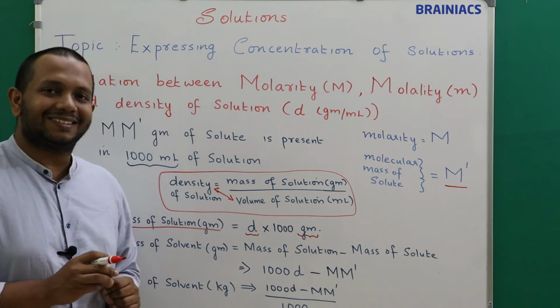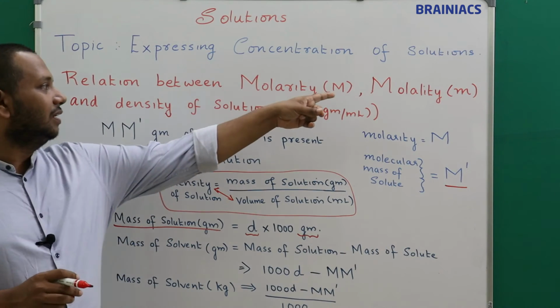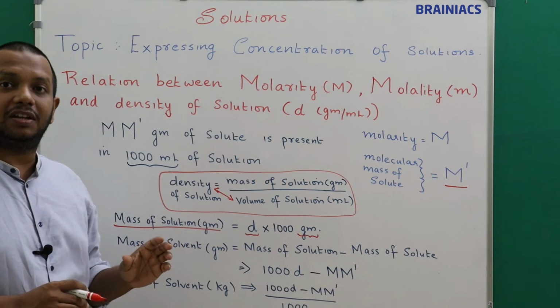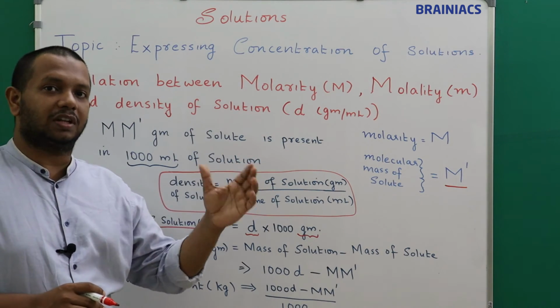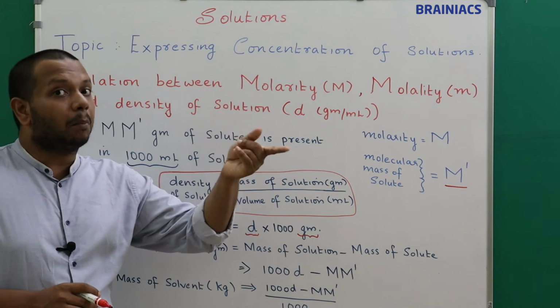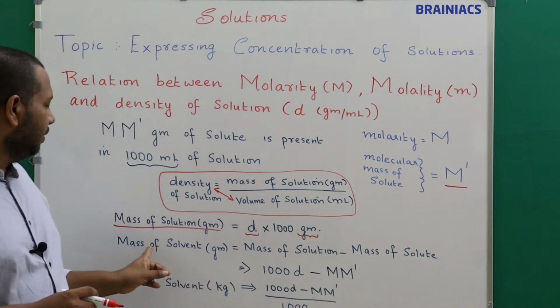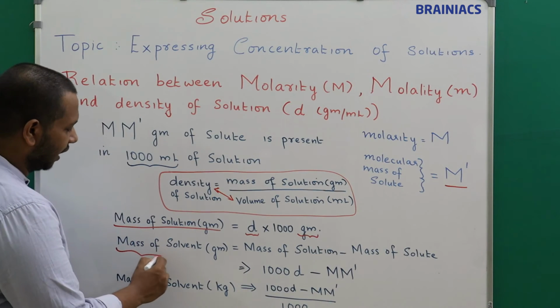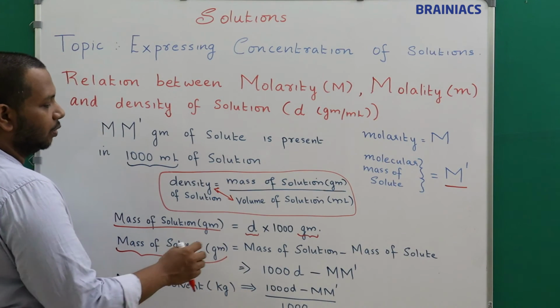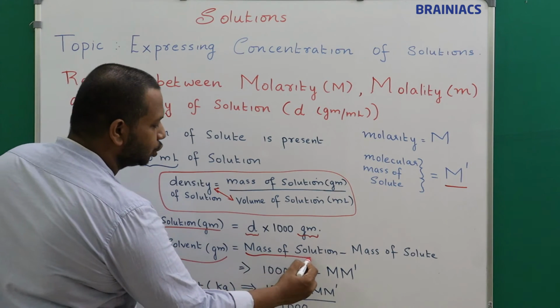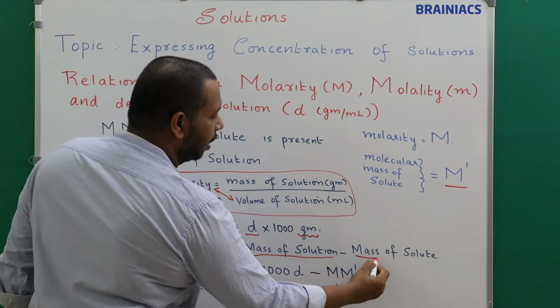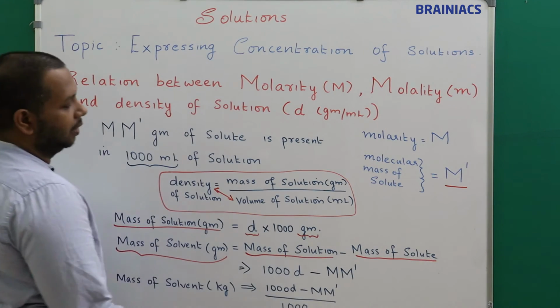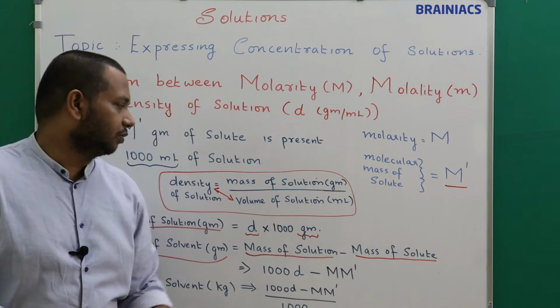Why are we doing all this? Because we want to find molality also. Molality means number of moles of the solute divided by mass of the solvent. So tell me what is mass of the solvent. First I am representing it in gram. Mass of the solvent in gram will be equal to what? Mass of the solution minus mass of the solute.